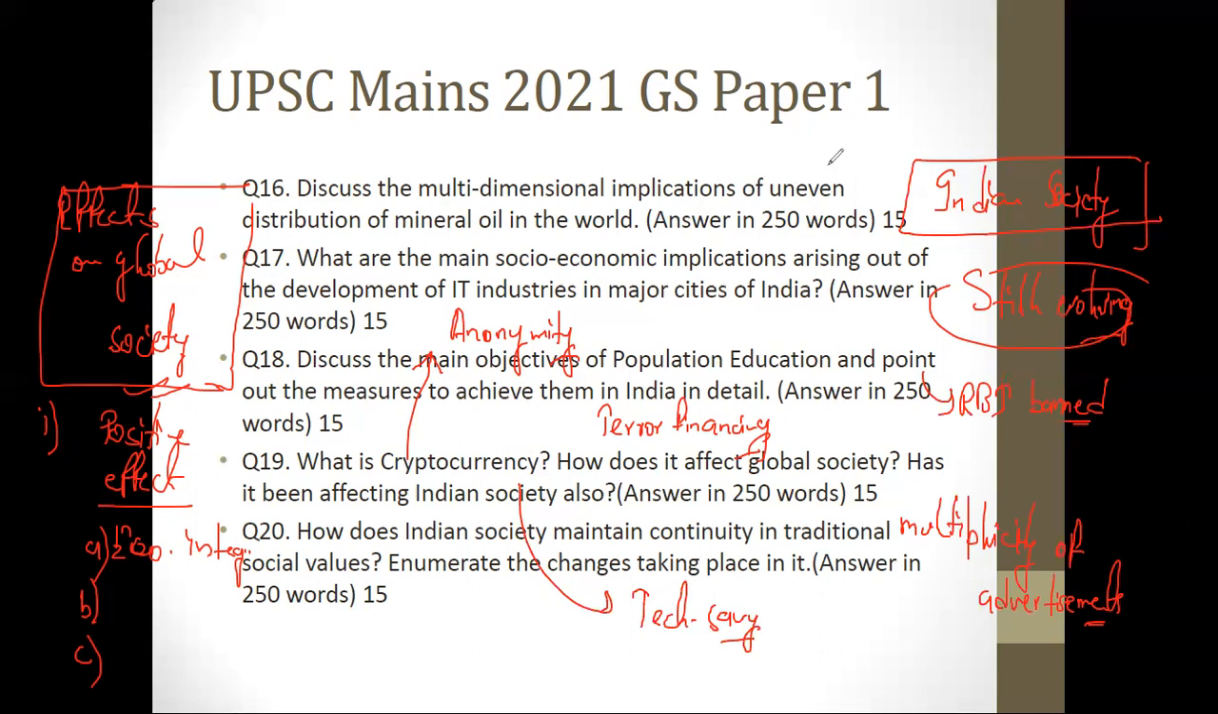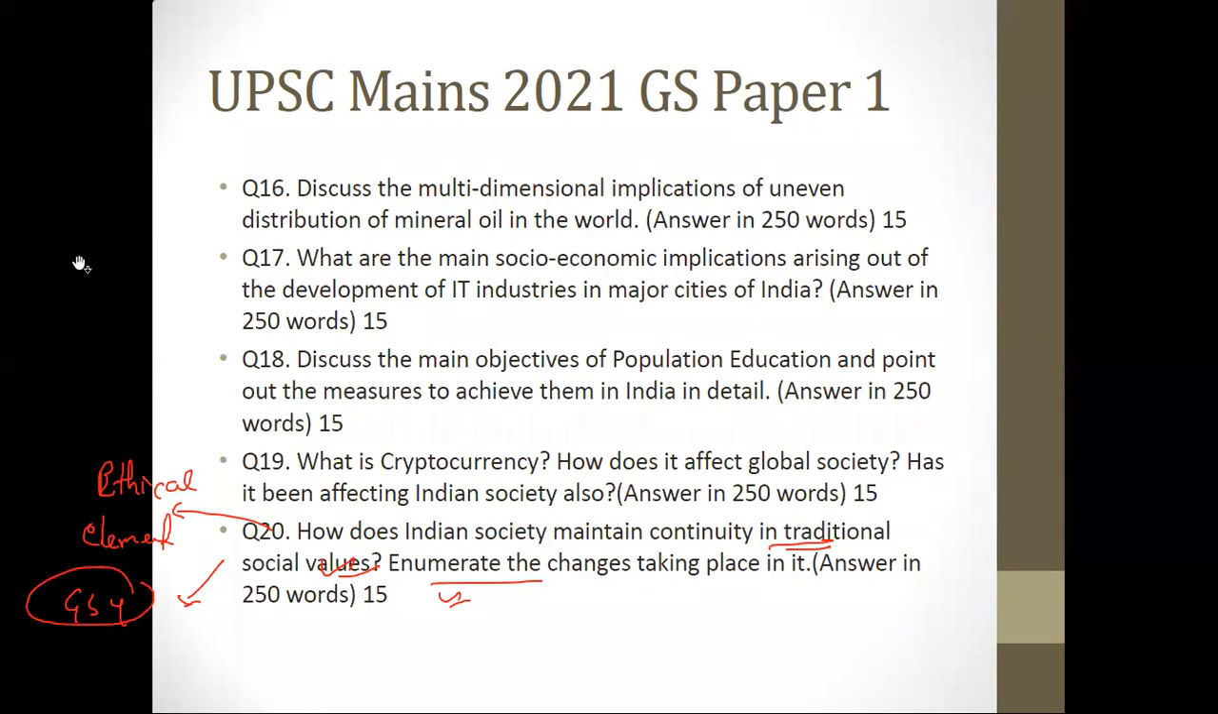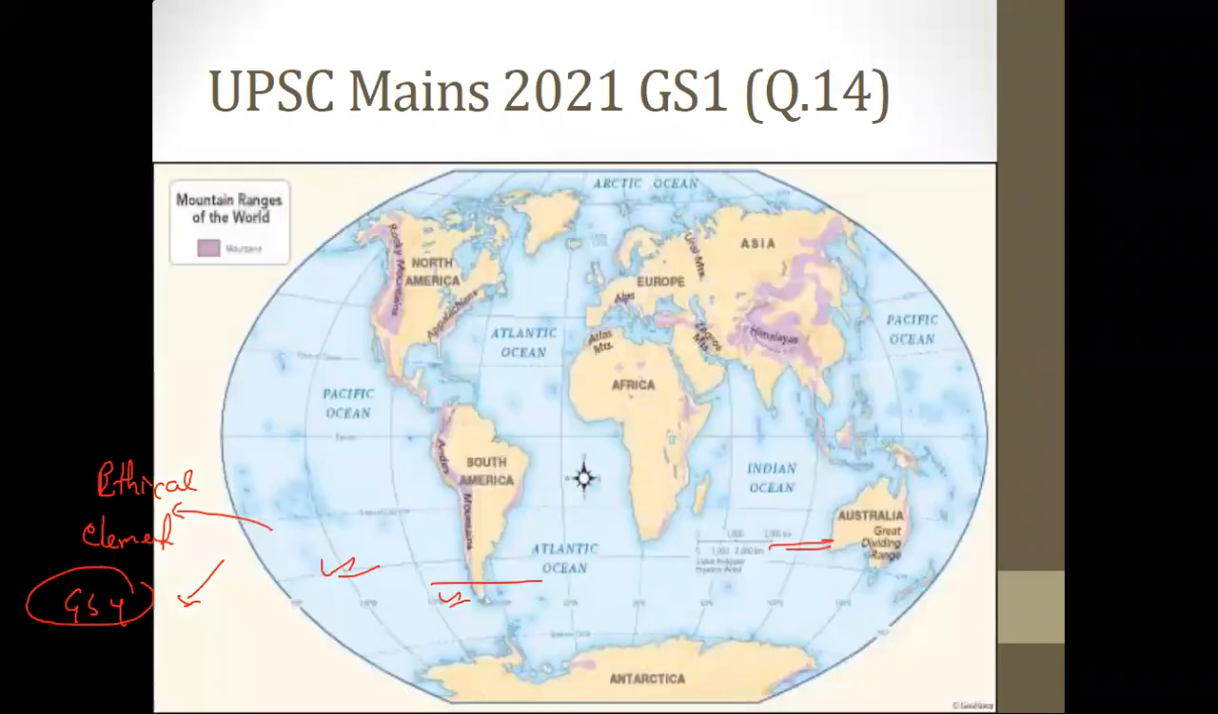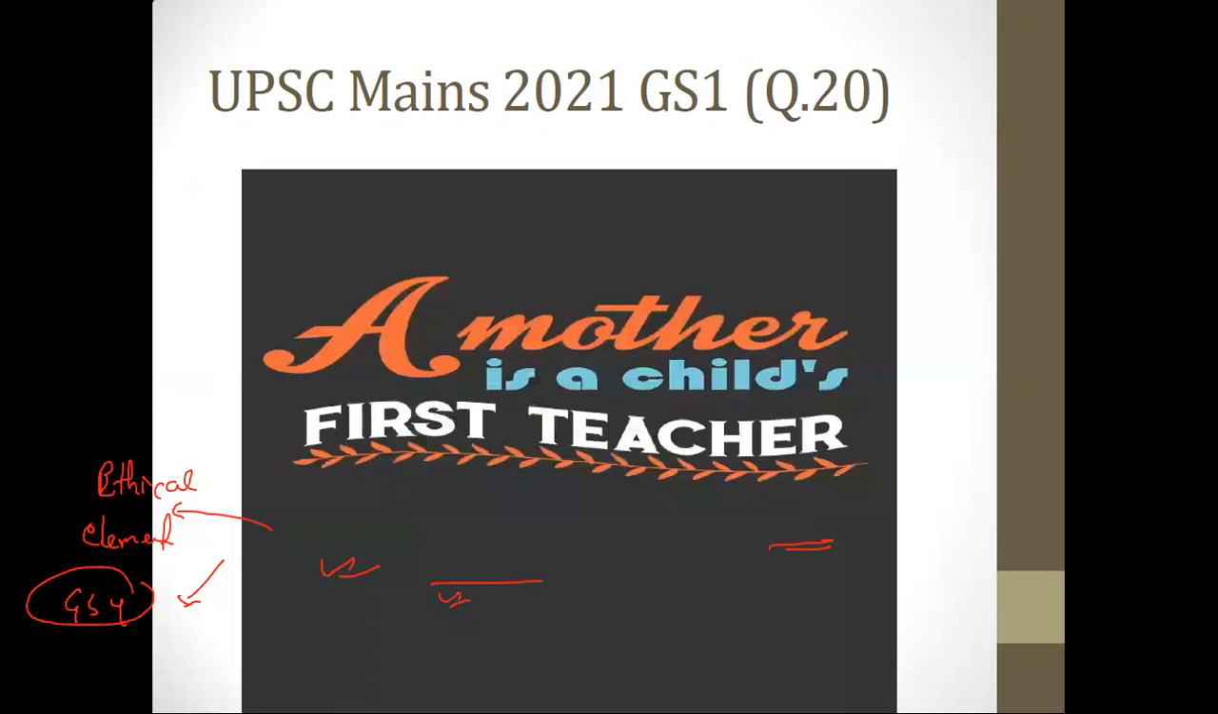Next question. How does Indian society maintain continuity in traditional social values? Enumerate the changes taking place in it. Now, this question has some ethical element. Ethical element means you can even use the knowledge of GS4 here. Like in GS4, you may have heard that our mother is the first teacher of the children. So mother and family play a crucial role in passing on knowledge. They can also pass on the traditional social values. So this point I'm talking about, a mother is the child's first teacher.